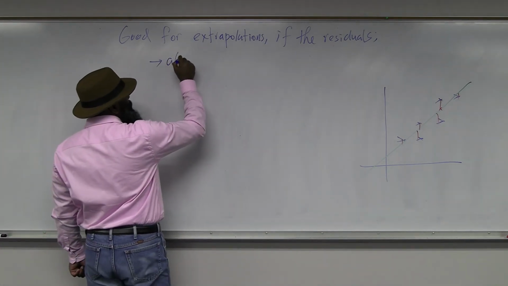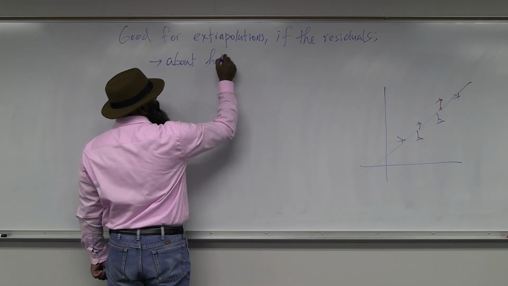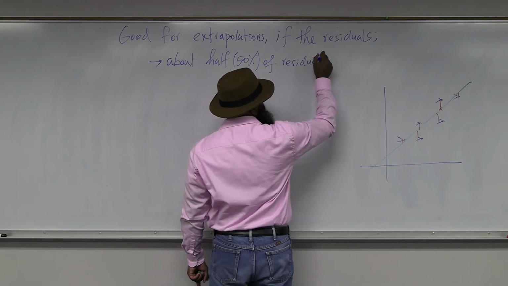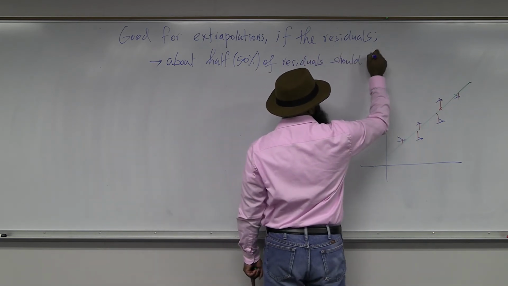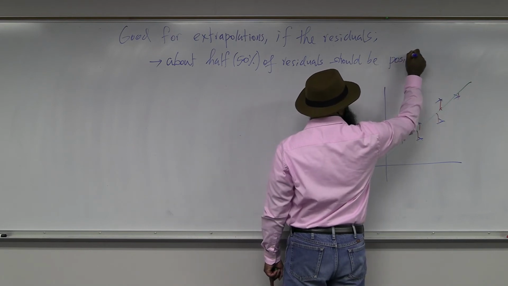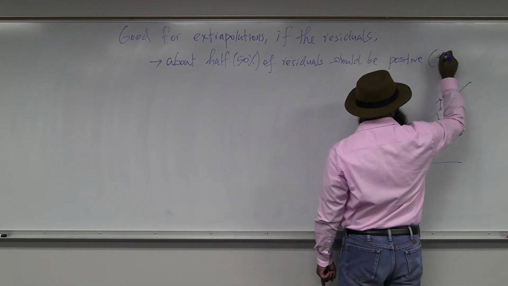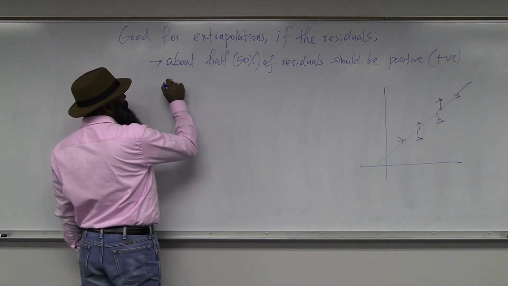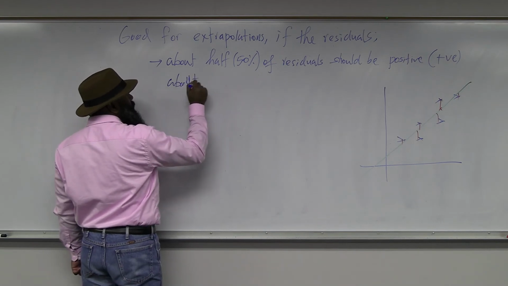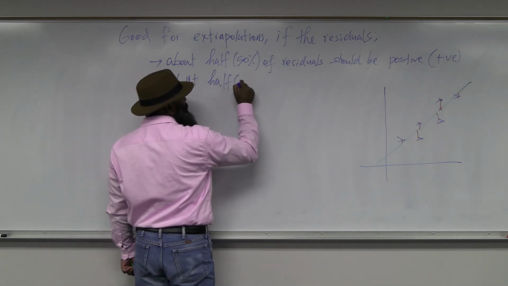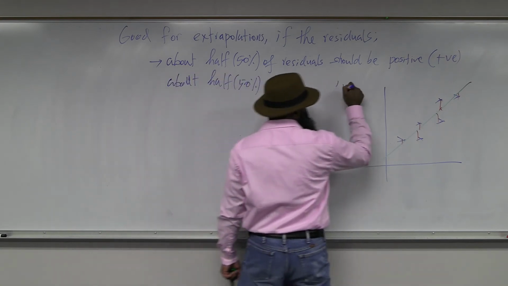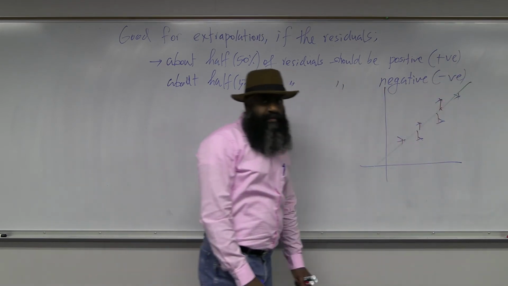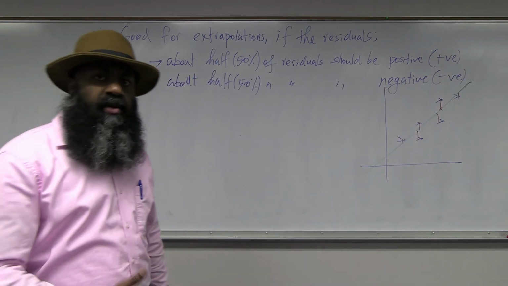About half, or I would say 50% of residuals should be positive. I usually write this way, positive. And this means about half of residuals should be negative. The other half, I usually write it this way, negative. So that's the first condition required for the residuals.